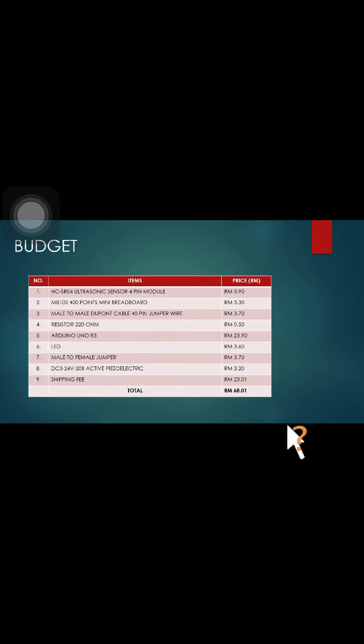Okay, this is my budget for this project. So the total for my project is 68 ringgit and 1 cent.